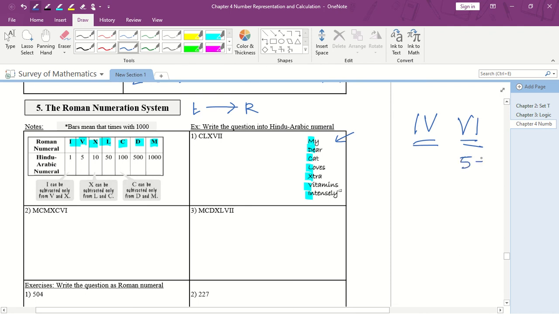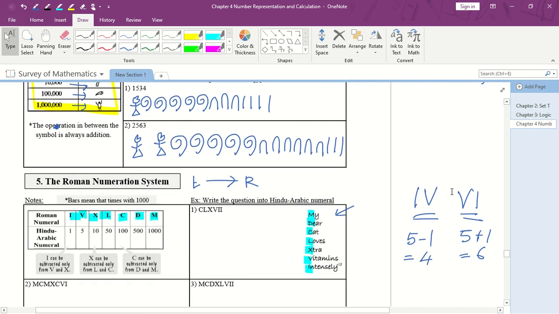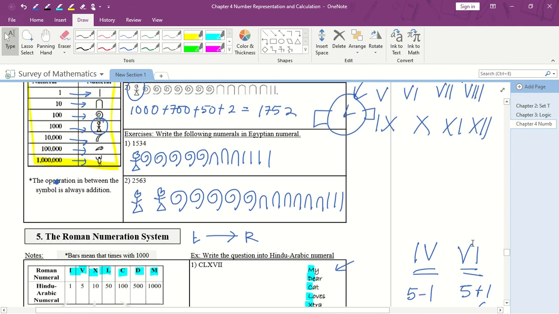5 plus 1, which gives you 6. However, when you write I and V in these ways, which means that it is opposite, this actually means 5 minus 1, which gives you 4. Just like what we have learned here: 1, 2, 3, 4. IV, which gives you 4. However, VI will give you 6.